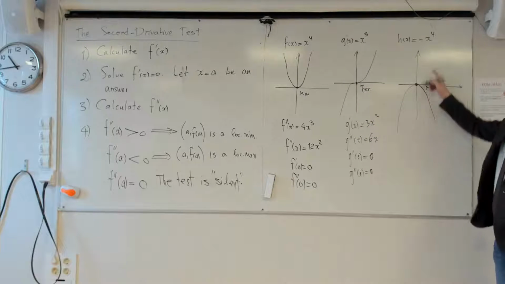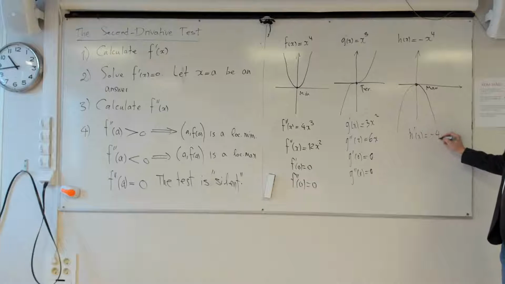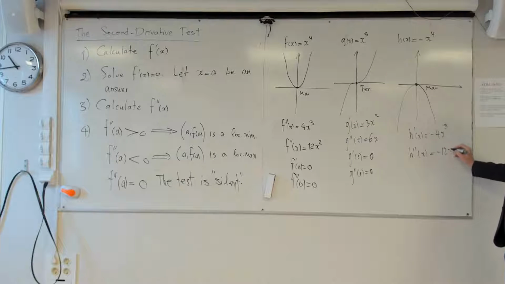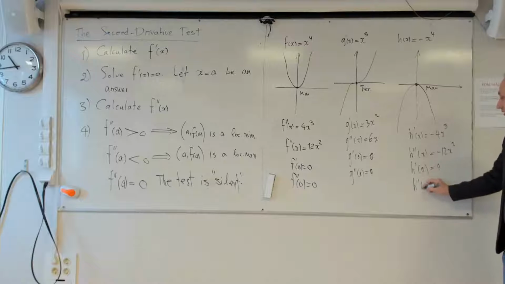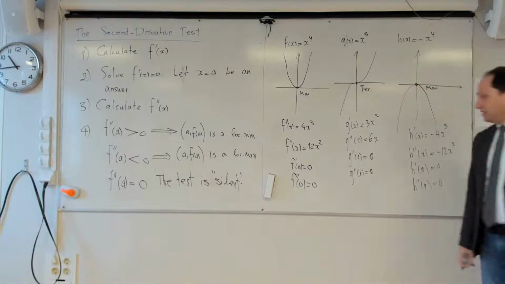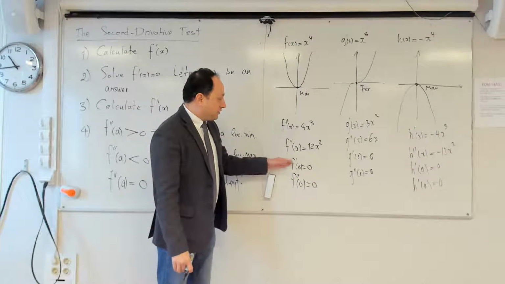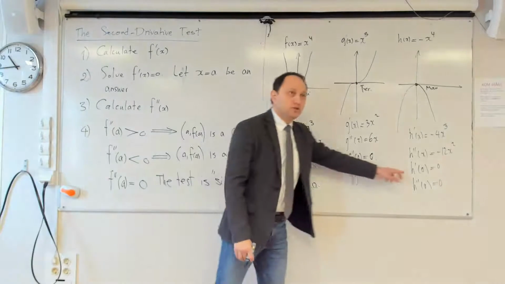And then if I go to this function, I hope that everything is clear now, h prime of x is minus 4x cubed, and h double prime of x is minus 12x squared. If I calculate h prime of 0, it is again 0. If I calculate h double prime of 0, it's still 0. So what does it mean?